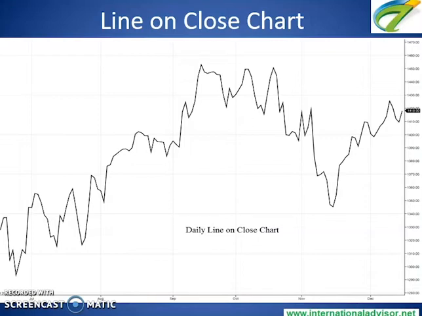Basically, we can use opening prices, or average prices, or highest prices, or lowest prices of any particular time frame to draw this line. But generally we use the closing prices, because closing prices are the most important prices, and that's why we use a line chart on closing prices. So this is the basic format. I hope everyone must be familiar with this already.